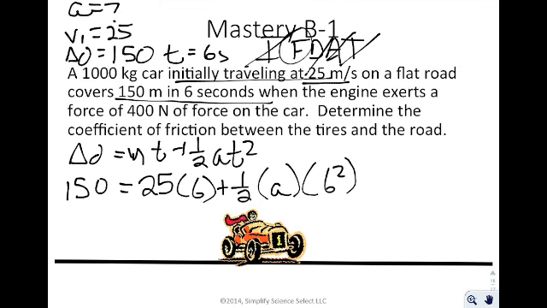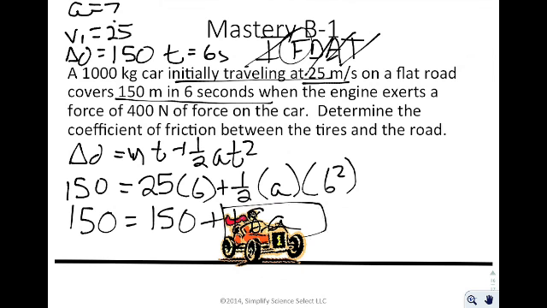So at this point you would plug in your numbers, and you notice right off the bat that you have 150 equals 150 plus 18A. So you should realize off the bat that for this to be true, A has to be 0. Well, if A is 0, that tells me the acceleration is 0. What does that tell me about the forces? That tells me that I'm in equilibrium.